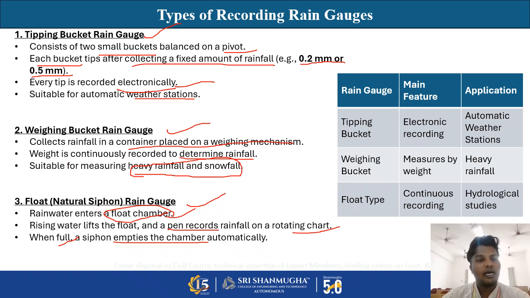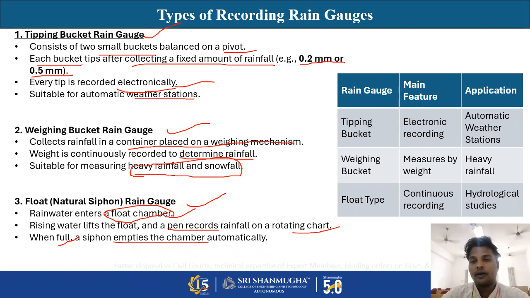And tipping bucket rain gauges are used in weather stations because of their accuracy. Weighing bucket rain gauges are used for heavy rainfall and snowfall. Then float rain gauges are used for other purposes.